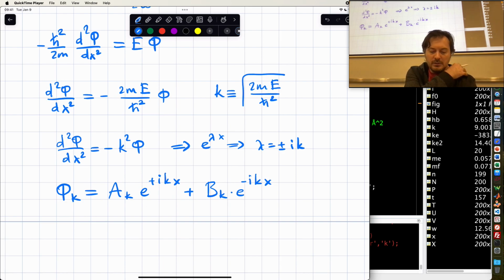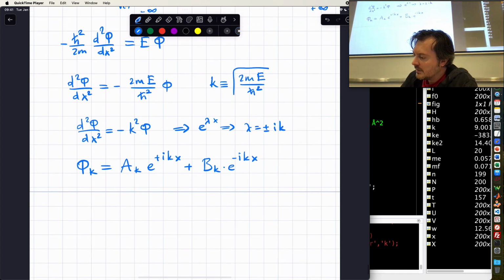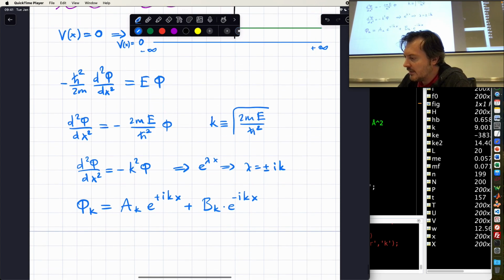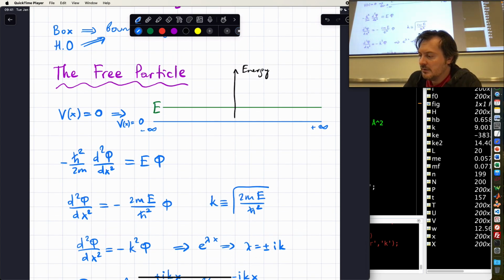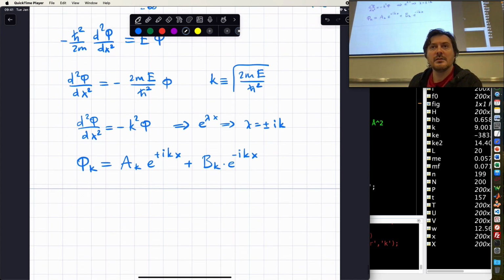So what does this mean? First of all, can k be anything? Can E be anything? Can energy be anything? If you remember, in the case of the particle in a box or harmonic oscillator, E just couldn't be anything, right? The only thing E can't be is, I guess, 0. E can't be 0 in this case, but if you look at the equations, E can be anything. Do you have any objection?